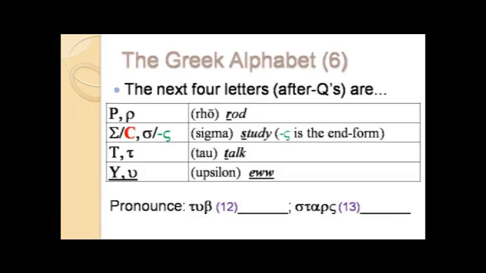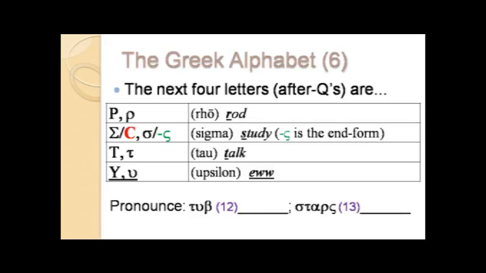Alright, but we have some more words to try out here. The first one is tau upsilon beta. Tau has a T sound, upsilon has a U sound, and then beta has a B sound. So when we sound it out, we get T, U, B, tube, as in a tube of toothpaste. Tube.